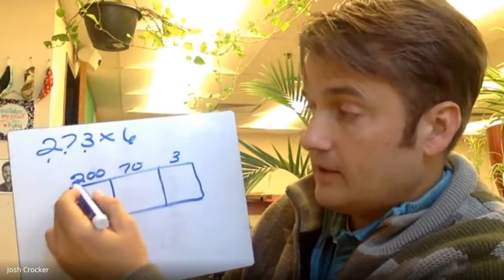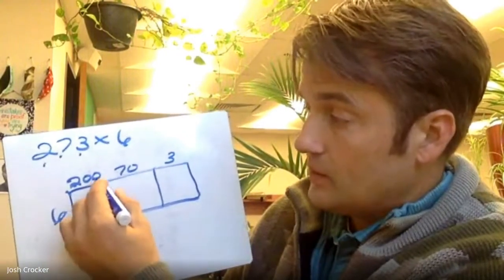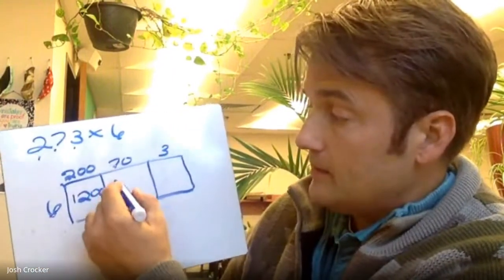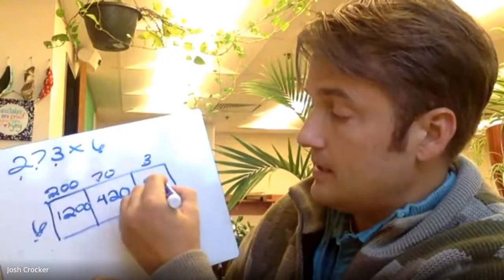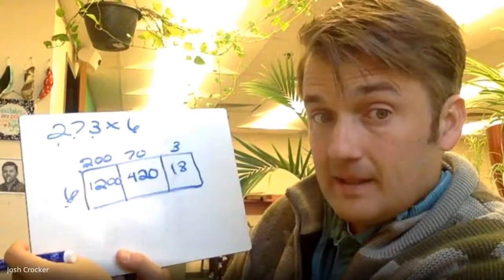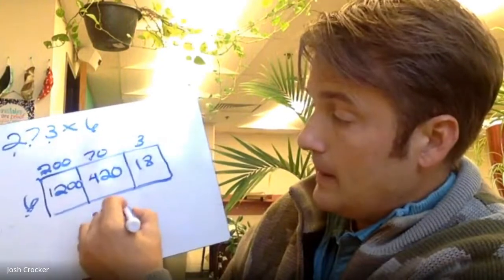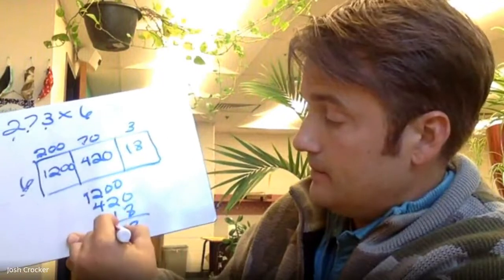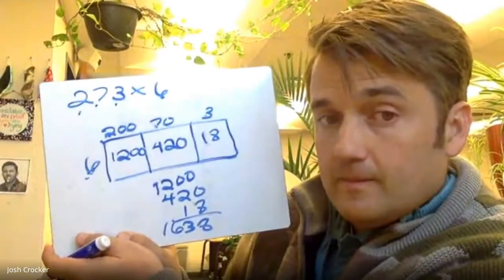The basic fact here in 6 times 200, which is what I'm doing in this first box, is 12, and there are 2 zeros. 6 times 7, basic fact, 42, 1 zero. 6 times 3, 18. And then I just add them. So 1,200, 420, and 18. 1,638. So that's box method for that.